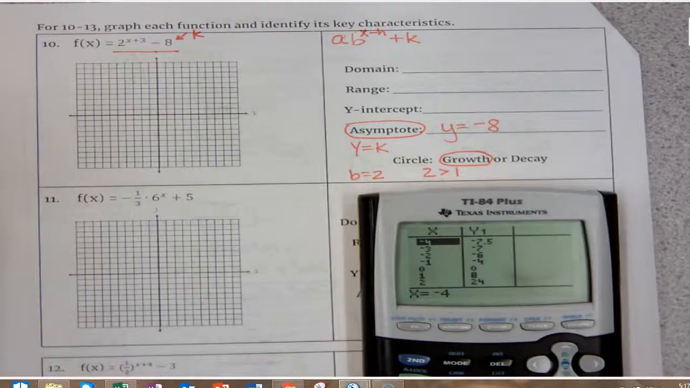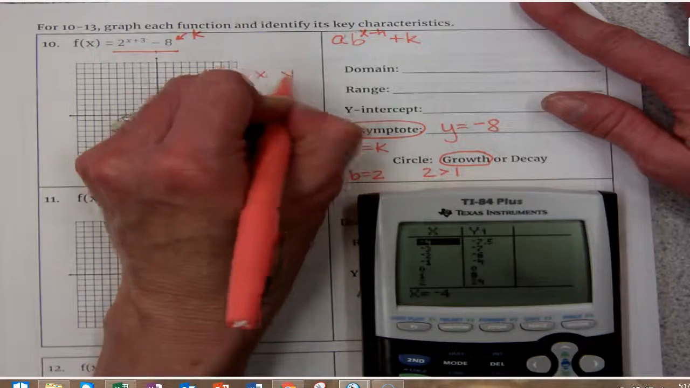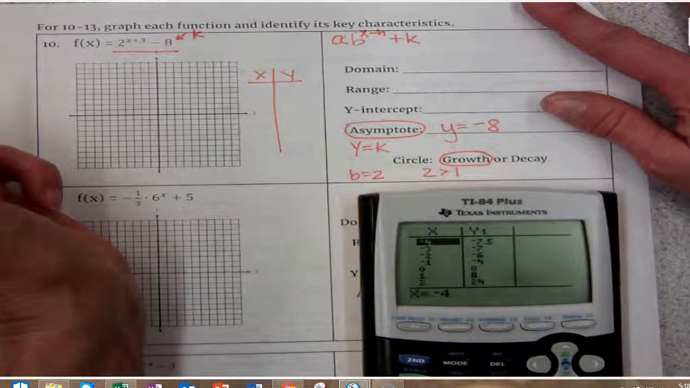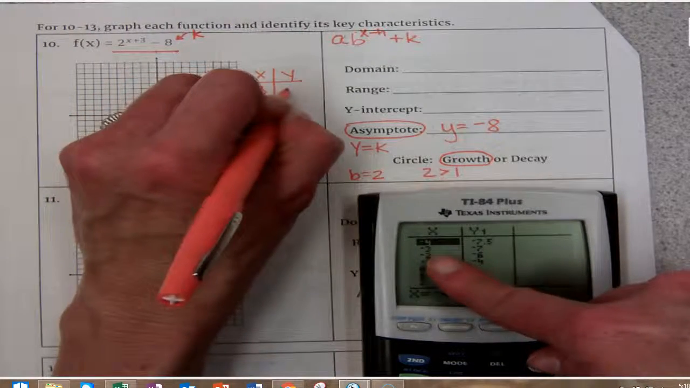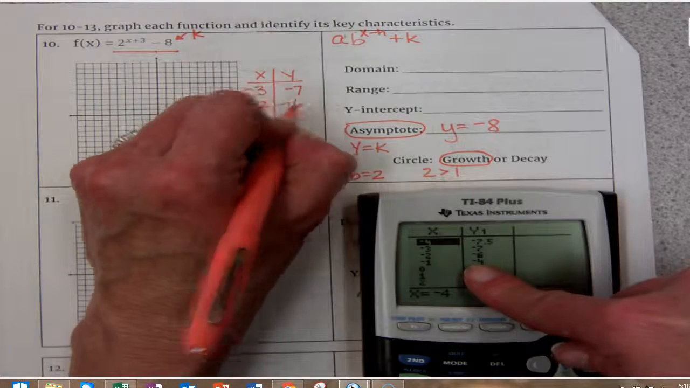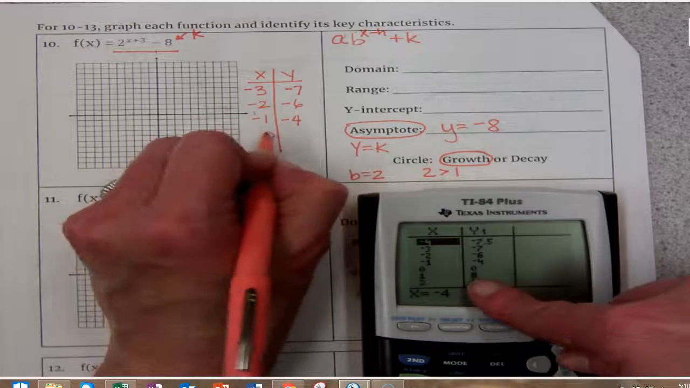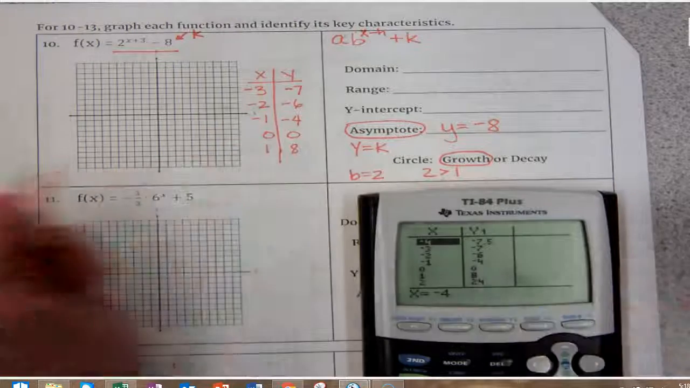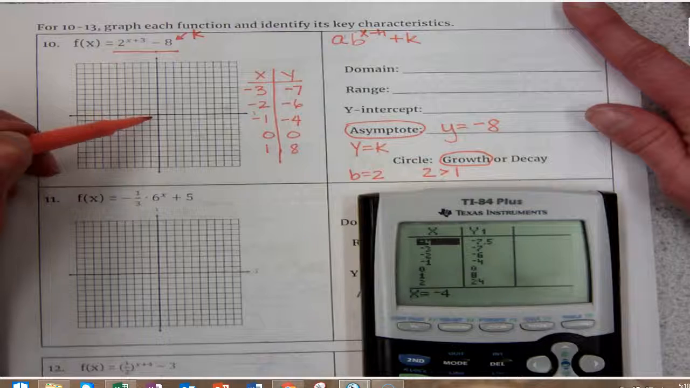So let's use those. All right, so I'm going to go ahead and create a table because I think you should do this on your test every single time. And use the numbers that work for you. -3, -7, -2, -6, -1, -4. Do I expect you to do all of these? Not necessarily, but I think you can. There's no reason you can't and shouldn't.